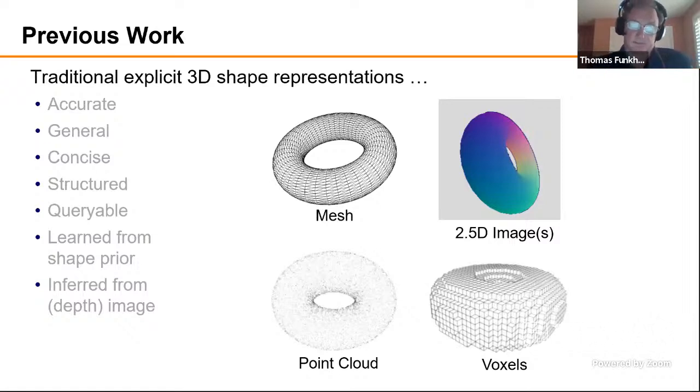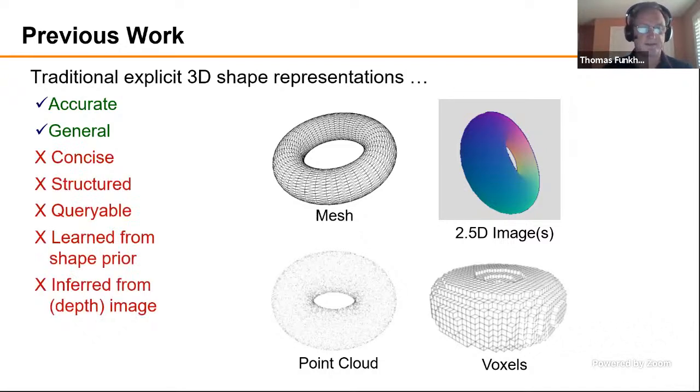Looking at traditional 3D representations, like meshes or point clouds or voxels or even 2.5D images, they have some of these properties, but most of them they don't. With an infinite amount of data, they can be very accurate. If I have enough voxels or enough faces in my mesh or points in my point cloud, I can represent any shape in very great detail. But then you would be sacrificing conciseness for that accuracy. So with a few faces, you get conciseness in a mesh, but not very accurate, and vice versa if you have lots of faces.